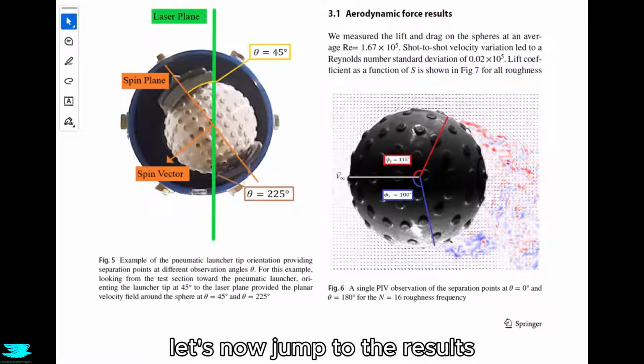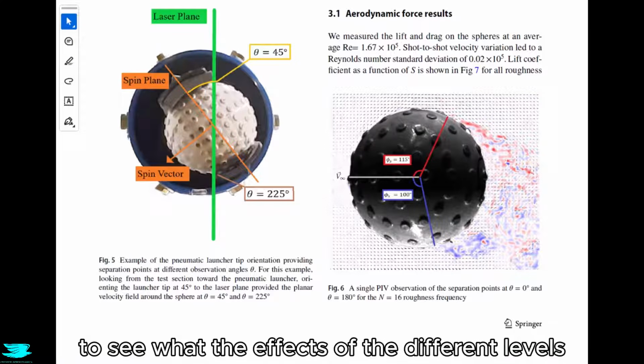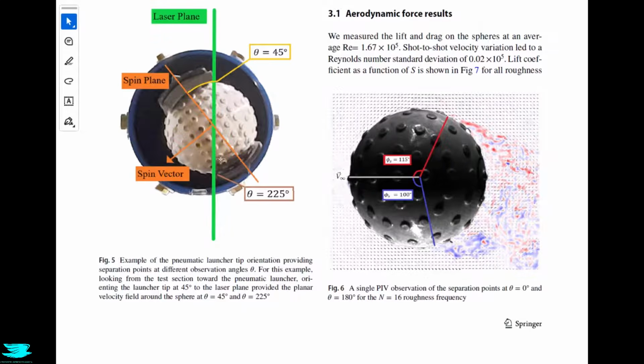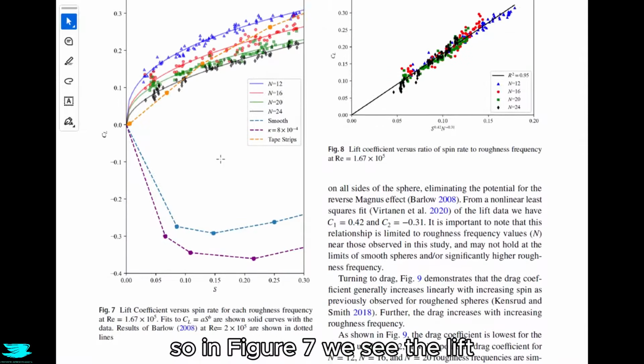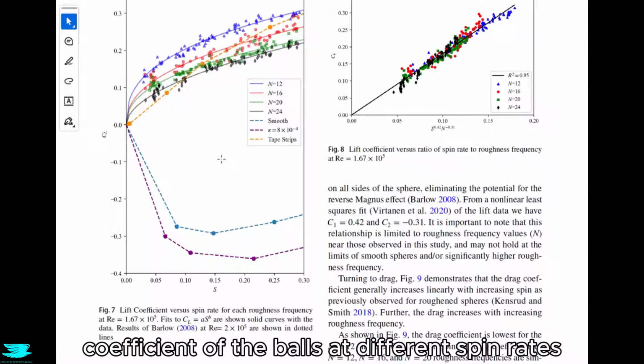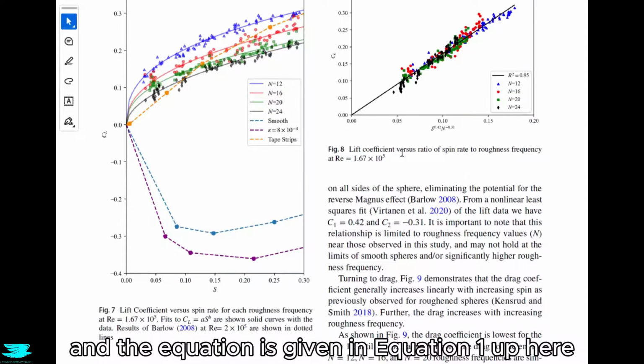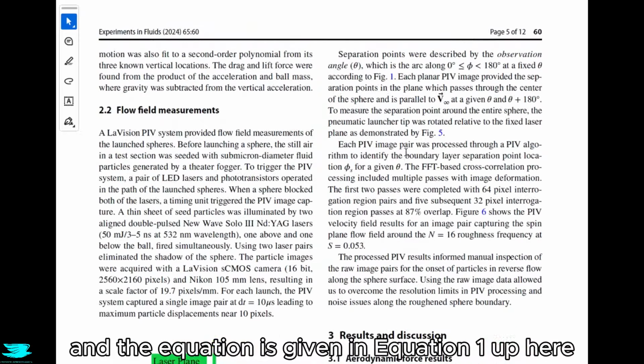Let's now jump to the results to see what the effects of the different levels of roughness and spin are on the aerodynamics. So in figure 7, we see the lift coefficient of the balls at different spin rates. The spin rate is a non-dimensional value and the equation is given in equation 1 up here.